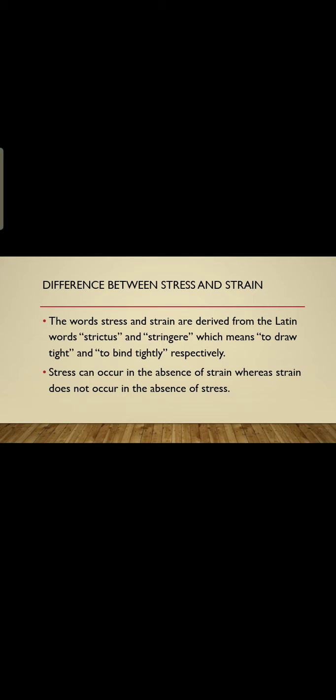The words stress and strain are derived from the Latin words strictus and stringere, which mean to draw tight and to bind tightly respectively. Stress can occur in the absence of strain, whereas strain does not occur in the absence of stress. So stress is an independent quantity and strain is the dependent quantity. On what does strain depend? Strain depends upon the amount of stress applied on the body that the body will experience.